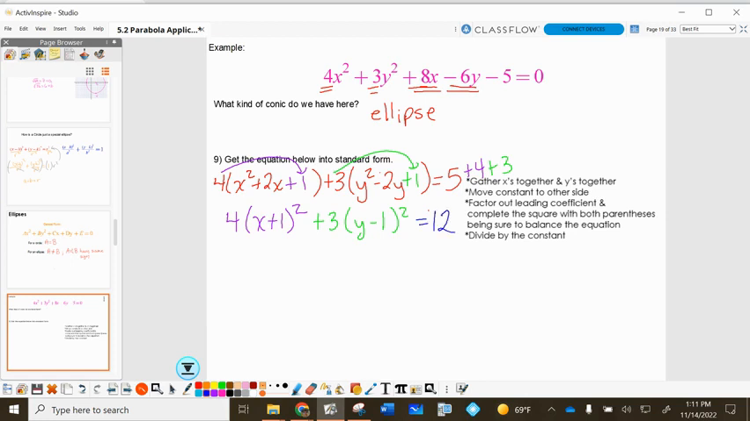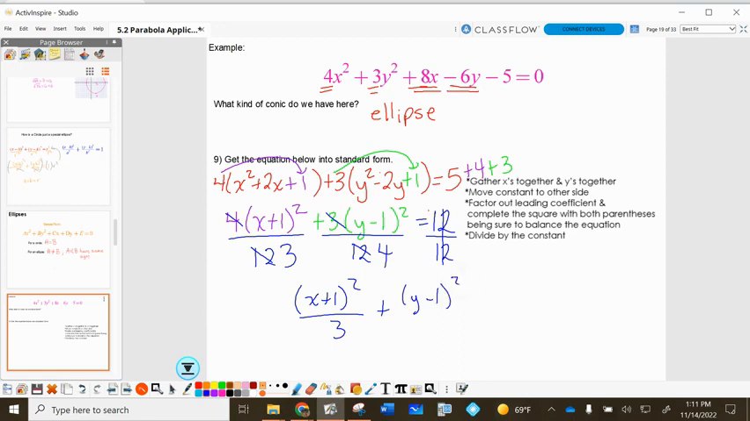Okay, we're almost there. Last step to get it in standard form. I'm going to divide each term all the way through by whatever my constant is over here. Because remember, I want that to be 1. So I'm going to divide by 12 all the way through. Now that'll go to 1. 4 goes into 12 3 times. 3 goes into 12 4 times. So that's going to look like x plus 1 quantity squared over 3 plus y minus 1 quantity squared over 4 equals 1. Ta-da! We did it.